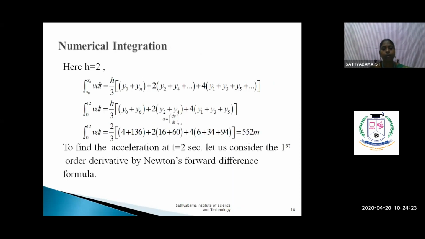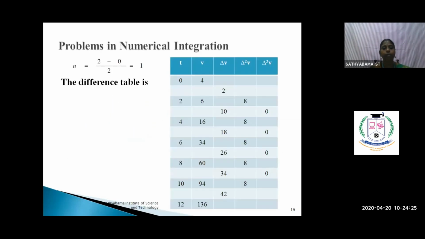So now to apply the formula, what do we definitely need? The difference table. So we have to find the table first. T value is given in the first column, V value is given in the second column, and delta V is the first difference of the velocity. How will you calculate? Taking the difference between 6 and 4. 6 minus 4, that's equal to 2.